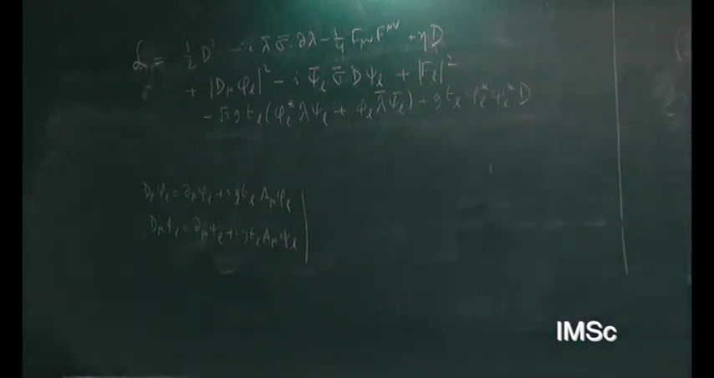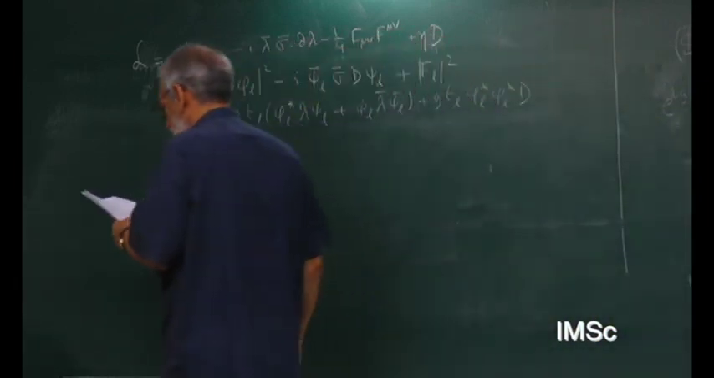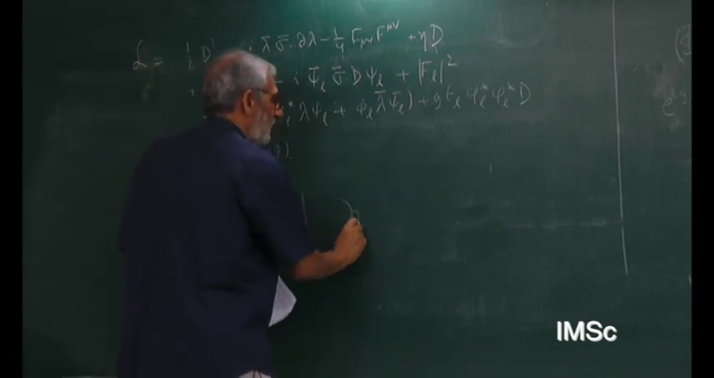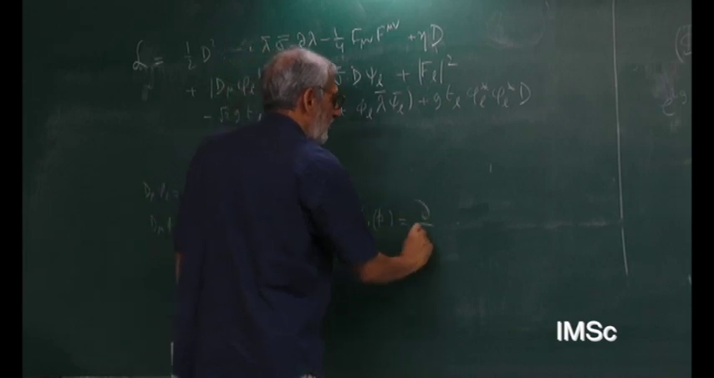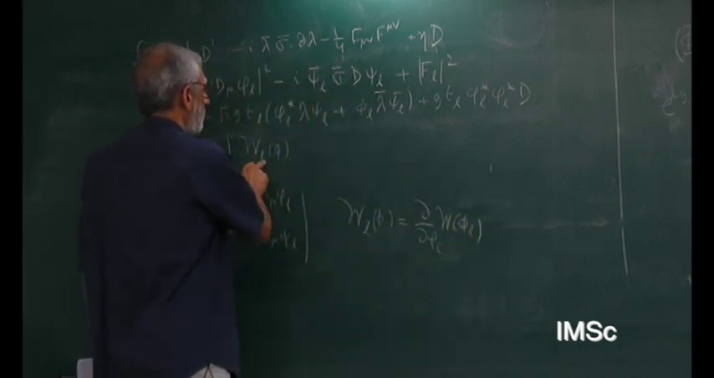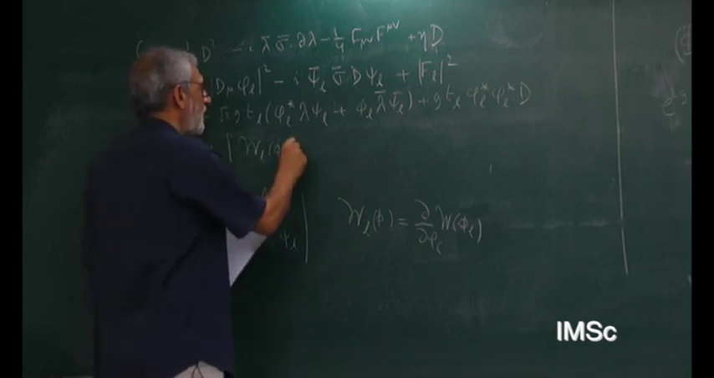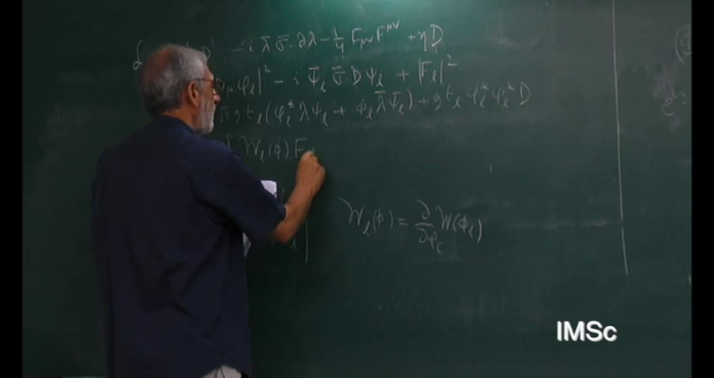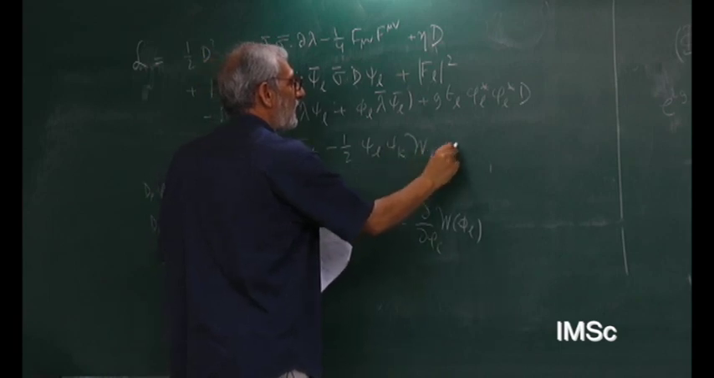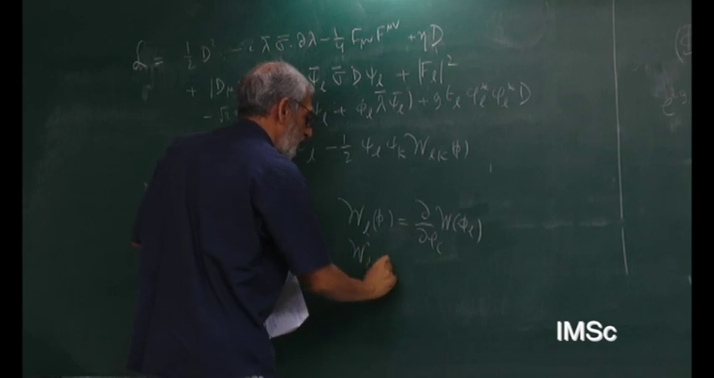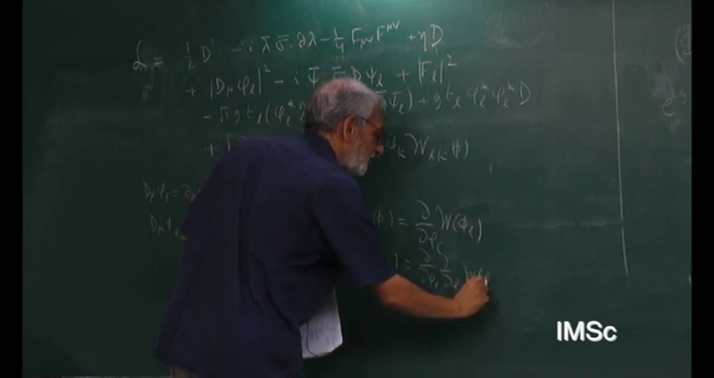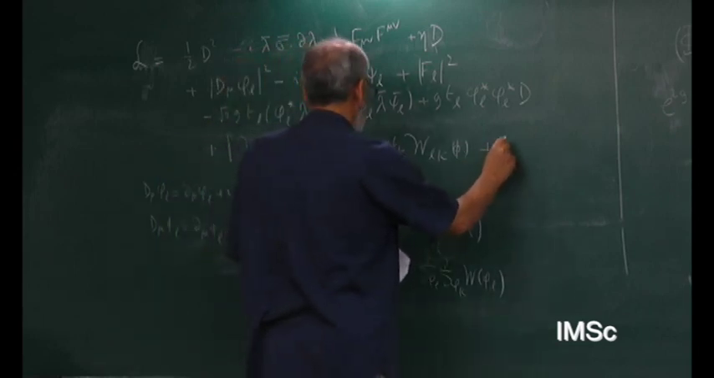Then we have F term of this object. F term of this object, we already learned how to calculate that. That is simply W_L of phi, which, remind us, is d by d phi L of the superpotential, take the derivative with respect to phi L, that object, times F L, minus half psi L psi K W_LK of phi, and W_LK of phi is the second derivative of the superpotential, plus Hermitian conjugate.